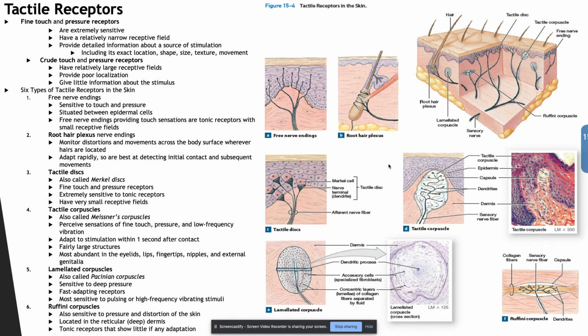Ruffini corpuscles are also sensitive to pressure and distortion of the skin, but they're located in the reticular dermis. These receptors are tonic and show little, if any, adaptation. The capsule surrounds a core of collagen fibers that are continuous with those of the surrounding dermis. In the capsule, a network of dendrites is intertwined with the collagen fibers, and any tension or distortion of the dermis tugs or twists the capsular fibers, which stretch and compress the attached dendrites.